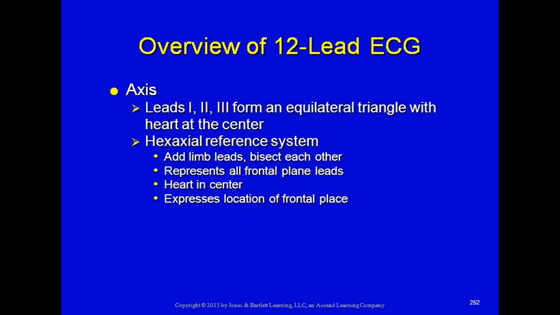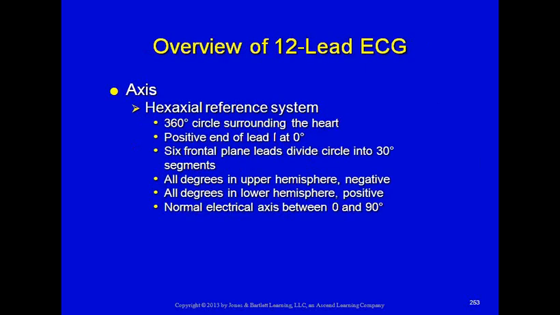Leads 1, 2, and 3 form an equilateral triangle, and the heart is at the center of that. That's known as Einthoven's triangle. And then there's a hexaxial reference system where we add the limb leads, and that represents all frontal plane leads with the heart in the center. And it expresses the location of the frontal plane of the heart.